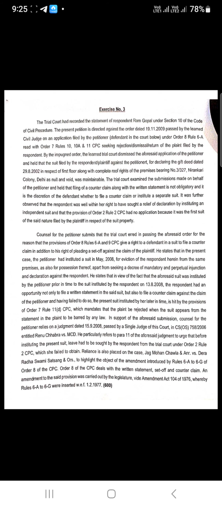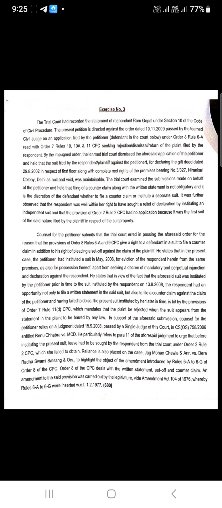Reliance is also placed on the case Jagmohan Chawla and Anr. versus Dera Radha Swami Satsang and others to highlight the object of the amendment introduced by Rules 6A to 6G of Order 8 of the CPC. Order 8 of the CPC deals with the written statement, set off and counterclaim.